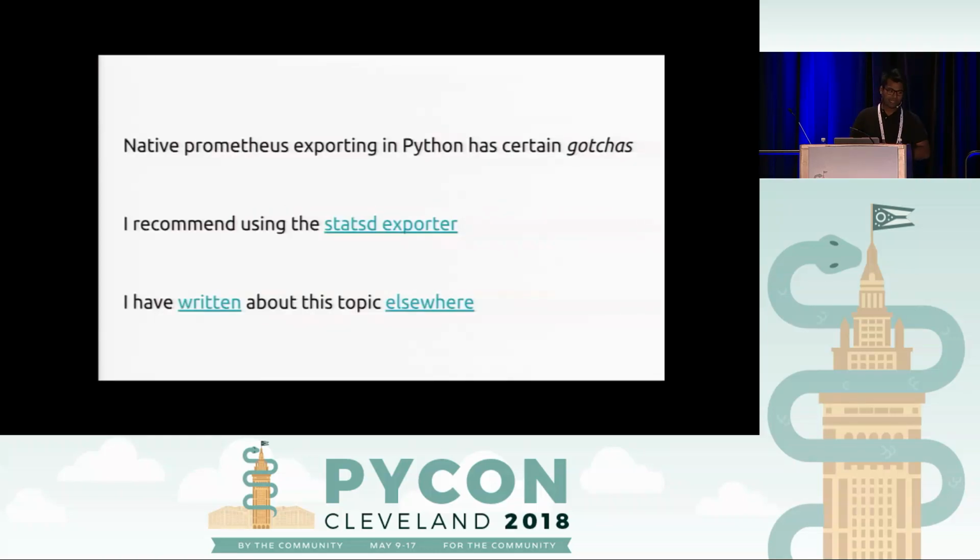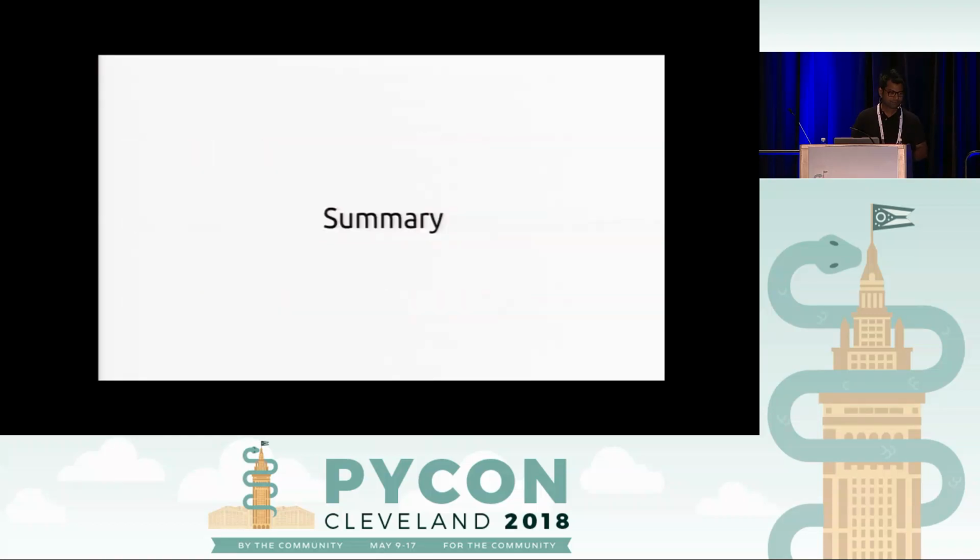Which should you use? Native Prometheus has some gotchas. I have written about it elsewhere, so please follow those links to find out. I also recommend using the statsd exporter. It's like a hybrid between statsd and Prometheus. So you push to statsd and Prometheus scrapes the statsd exporter.